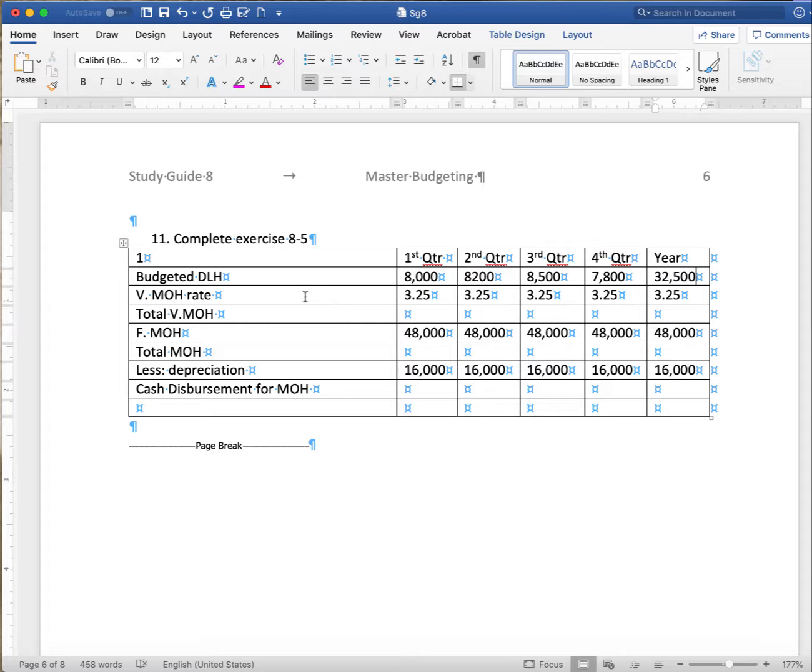The biggest part of this was remembering the formula to calculate the manufacturing overhead. Well, budgeted direct labor hours times the variable MOH rate gives us total variable MOH. Add in the fixed, we get our total. Subtract out depreciation, that's the cash disbursement. So the total variable MOH in quarter one is $26,000.